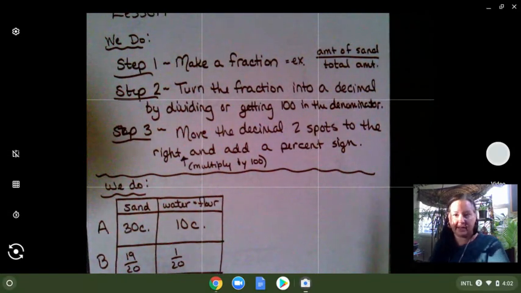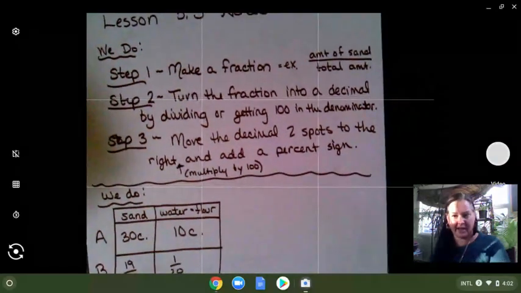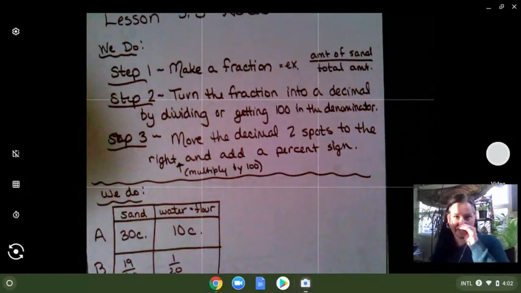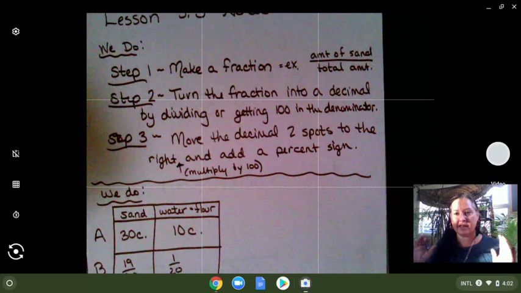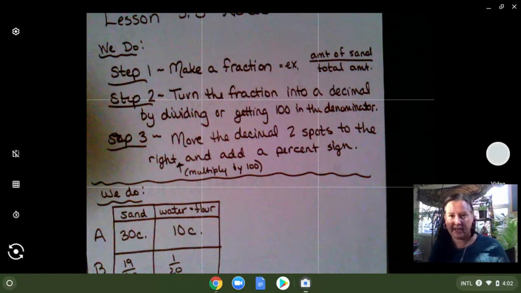So on today's lesson, like yesterday's lesson, we took a percent, we made it into a decimal, we made it into a fraction. This time you're going to have a fraction and we are going to make that into a percent. So we're going to turn the fraction into a decimal by dividing or getting 100 in the denominator. So somehow we are going to get a decimal number. And then once you have a decimal number, you're going to move the decimal 2 spots to the right and add a percent sign. So you're multiplying that number.